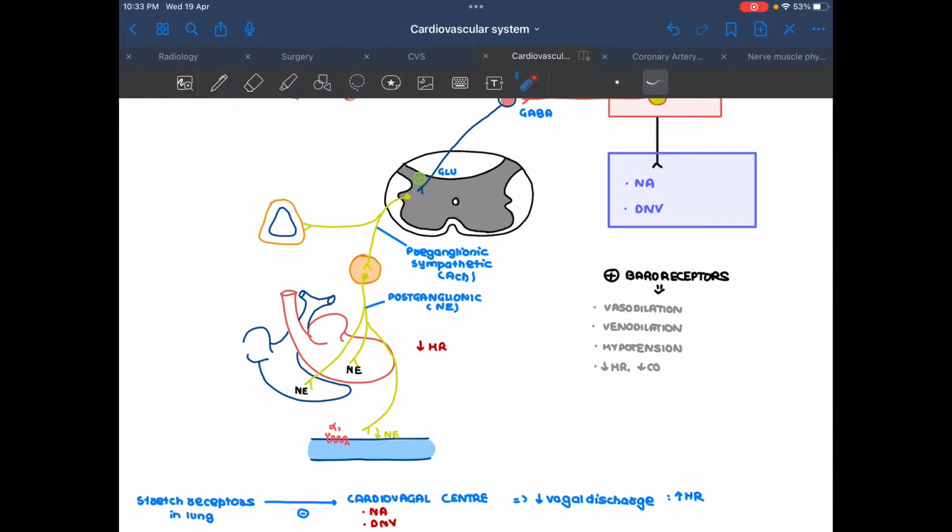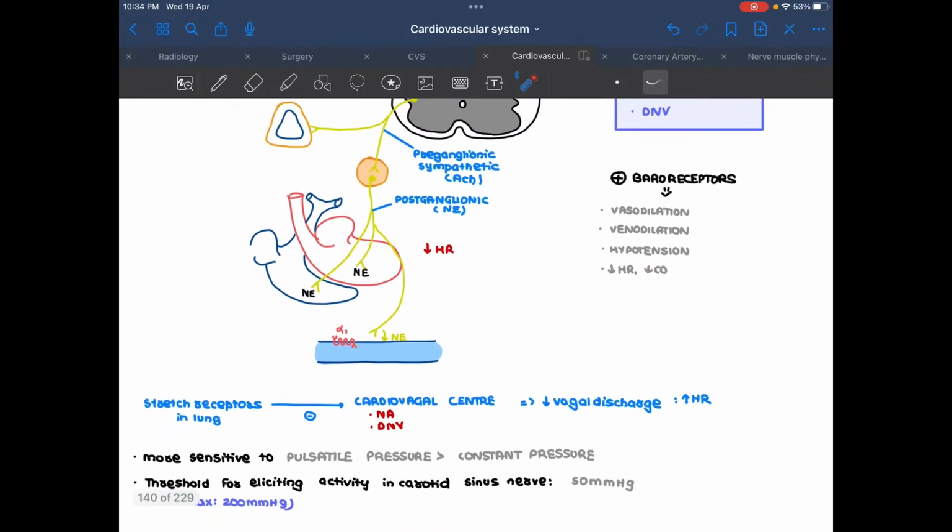And mainly blood vessels are supplied by alpha-1 receptors, except at your skeletal muscle where there are beta-2 receptors. That's a beta-1 receptor, beta-2 receptor, that is a different thing. But mainly it is the alpha-1 receptor which is predominant. In this case, we're going to see vasodilation, venodilation, and we're going to see a decrease in heart rate as well as a decrease in cardiac output. So this is the baroreceptor reflex.